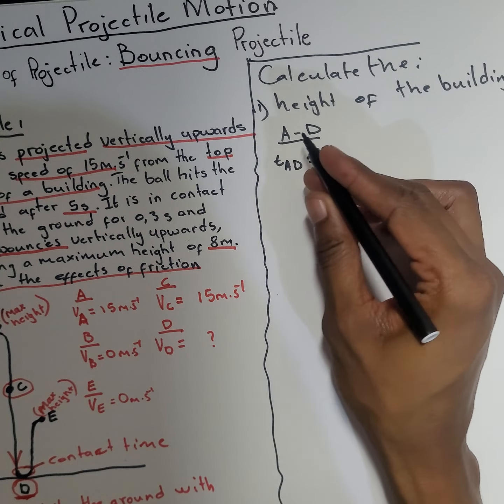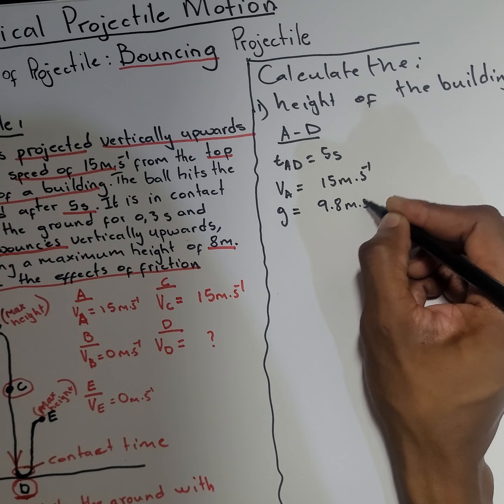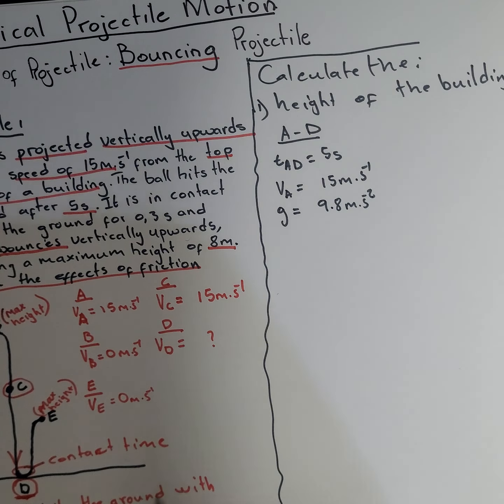And then also, what is it that I have? I have g. Remember, I always have g, which is 9.8 meters per second squared. And remember, I only need 3 variables to solve a problem. Now, with that being said, let's choose now our positive direction.